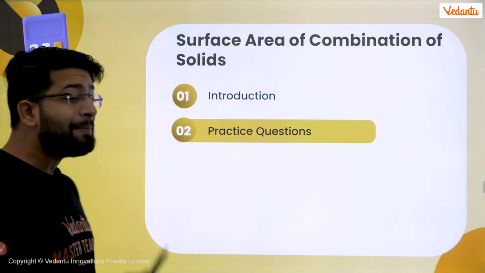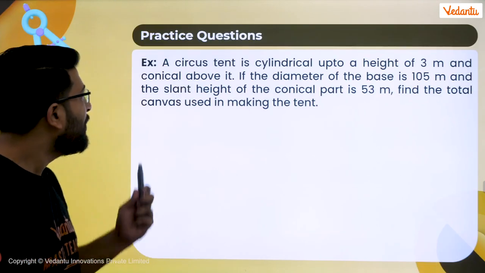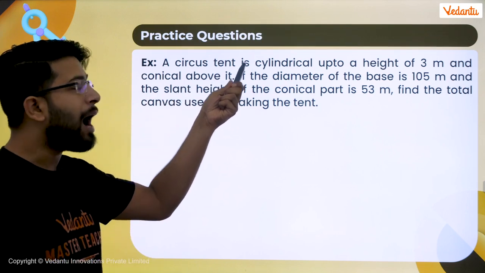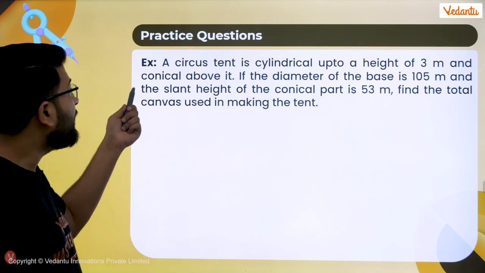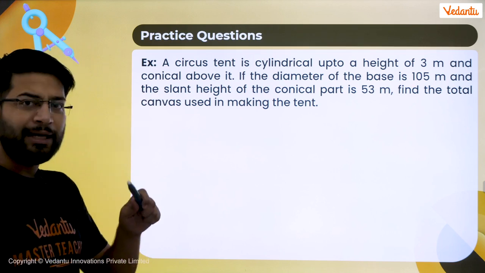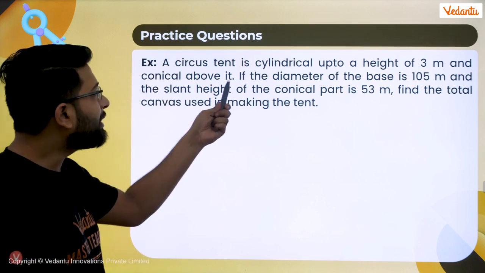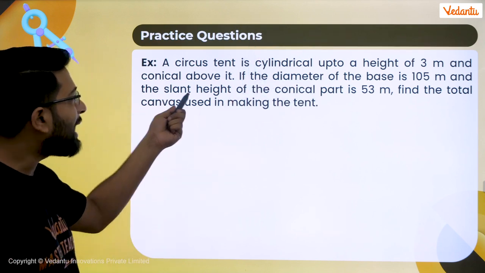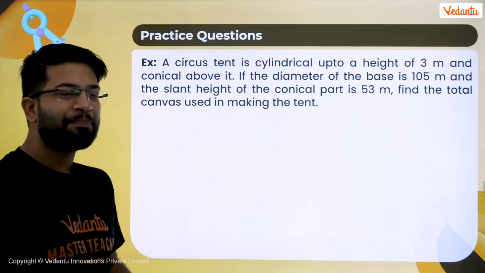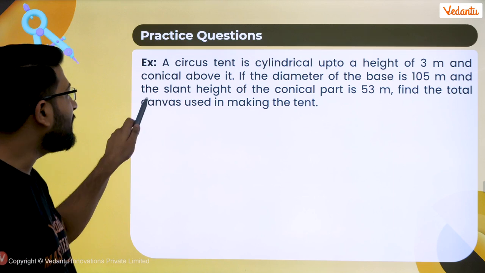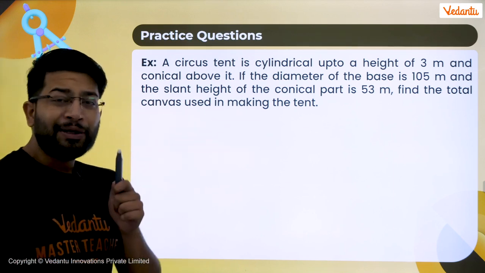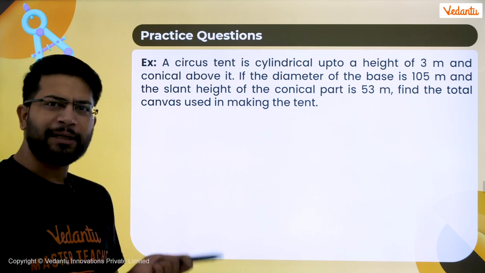Okay champ, so now let's practice some questions also. Look at this one. A circus tent is cylindrical up to a height of 3 meters and conical above it. That means cylindrical, then conical. If the diameter of the base is 105 meters and the slant height of the conical part is given, they're asking to find the total canvas used in making the tent. That means they're asking for the total surface area of the tent.